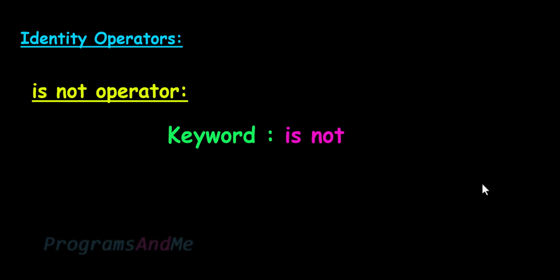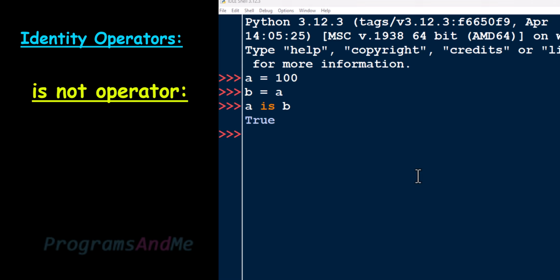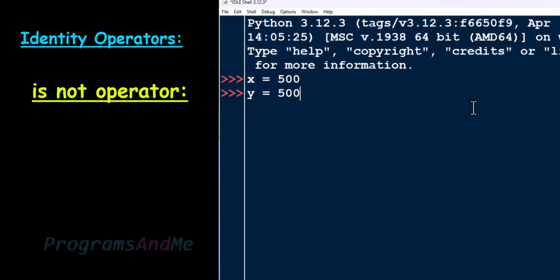Okay, it is the opposite of the is operator. So the syntax is this: it is also a binary operator, returns true or false. Let's take the same example, and here you can compare the is and is not operators. Okay, for the same example, right? Let's check a few more examples. We can see true.